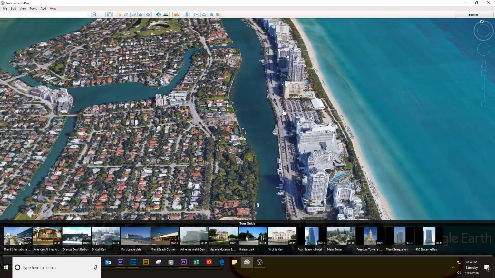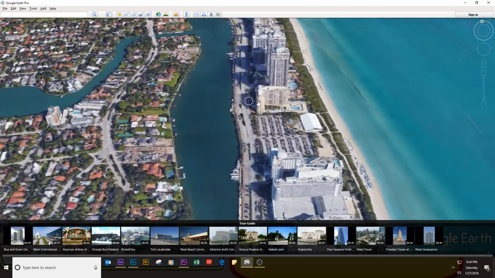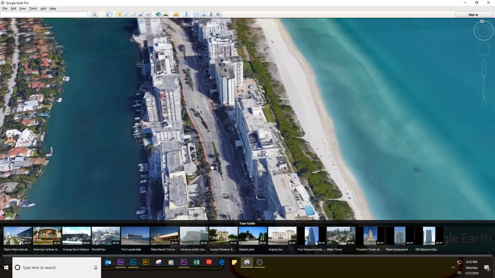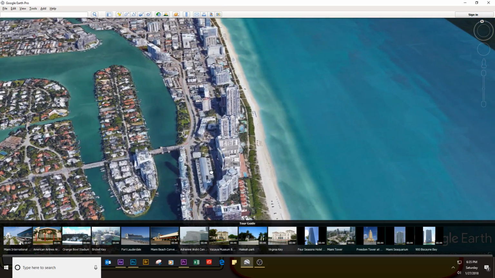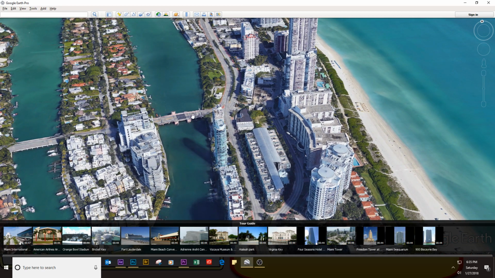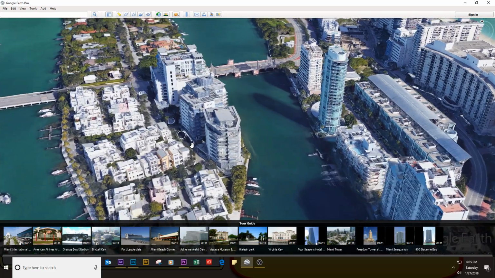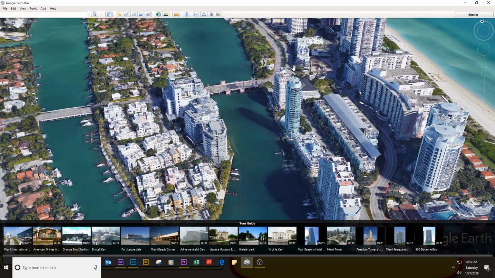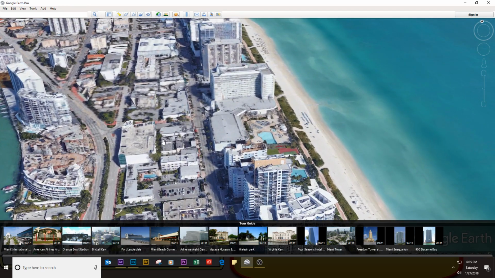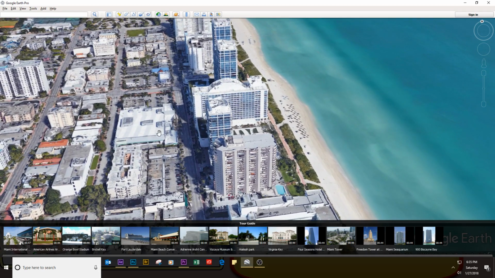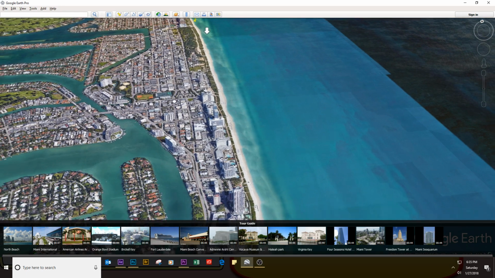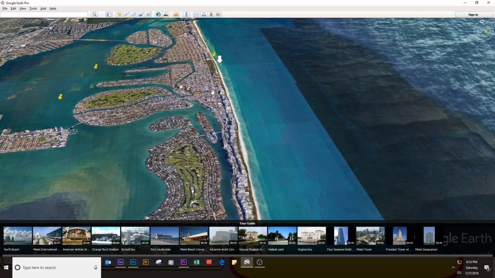So we keep going up Collins. Look at all these condominiums. Collins. Here's another little bridge over Collins. This might be 41st Street. Little building there. You may want to check that one out. Okay, Collins. All these Collins buildings. So all the beach. See all this? This is all the beach.